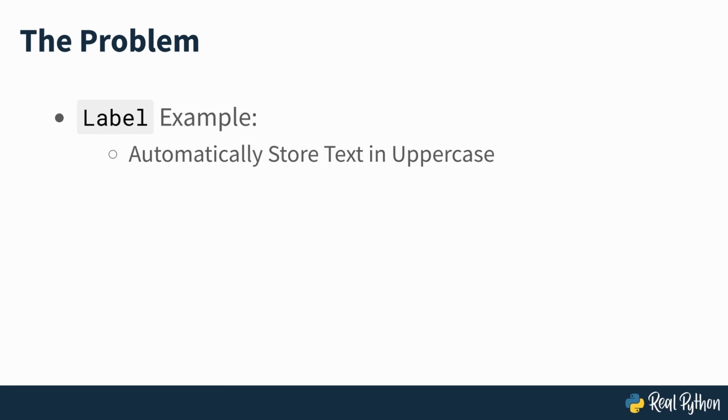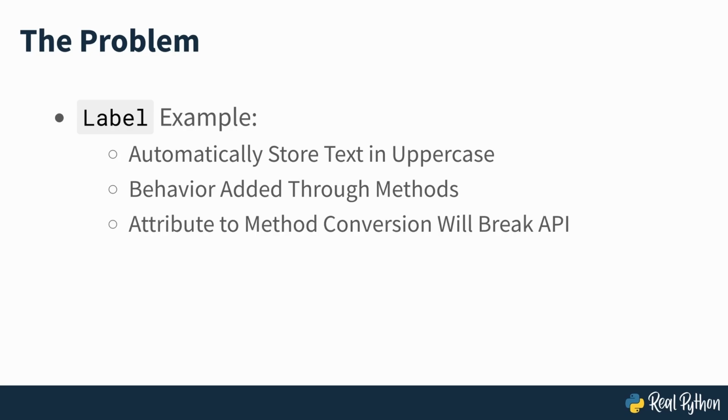To sum the problem up, think back to the Label example and imagine that you want to automatically store the label's text in uppercase letters. Unfortunately, you can't simply add this behavior to a regular attribute such as .text. You can only add behavior through methods, but converting a public attribute into a method will introduce a breaking change in your API. So, what can you do? Well, in Python, you'll most likely use a property, as you'll learn later on.